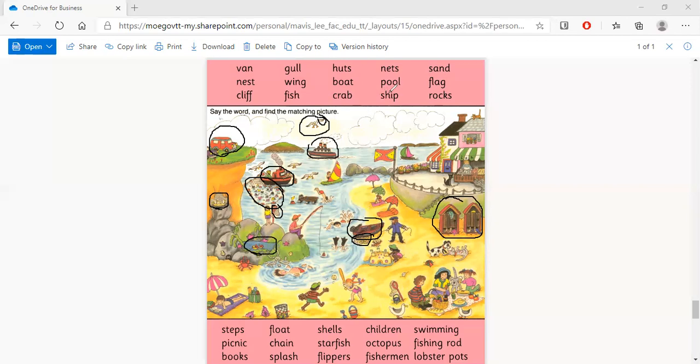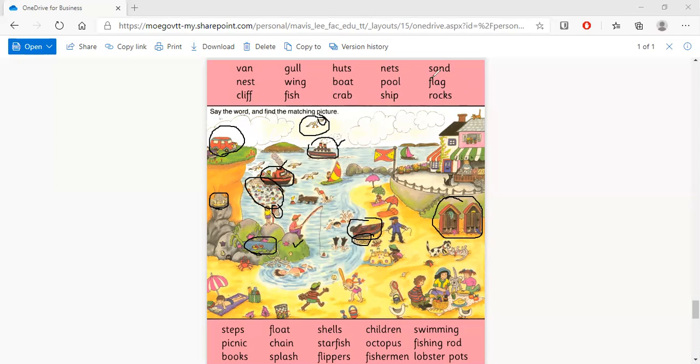Then we have ship. Now, if a boat is big, we call it a ship. So this one would be a ship as well. A big boat is called a ship, and this one is a big boat, so it's called a ship. Then we have rocks. There are many rocks. There's one of them right here. A boy is sitting on a rock.